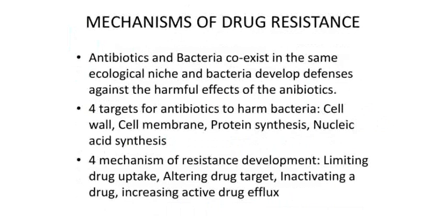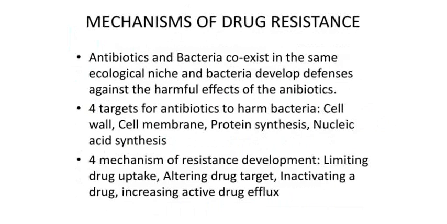The next is the mechanism of drug resistance. How does drug resistance occur? Antibiotics and bacteria coexist in the same ecological niche. First of all, the bacteria thrive, and then we introduce antibiotics to kill that microorganism. So basically it should also be able to exist in the same ecological niche. Both share some common features, and bacteria develop defense against the harmful effects of the antibiotics. It is like a sort of chemical warfare that the bacteria are engaged in.